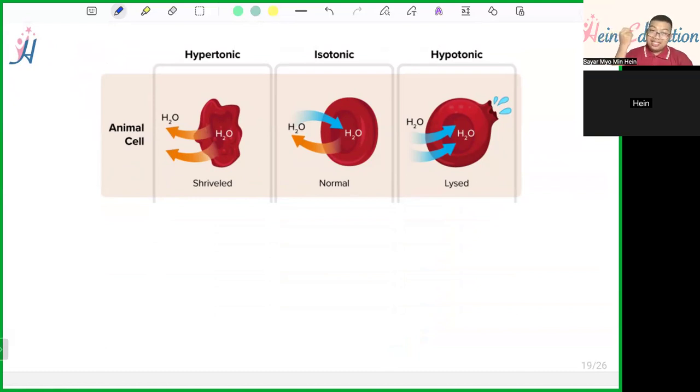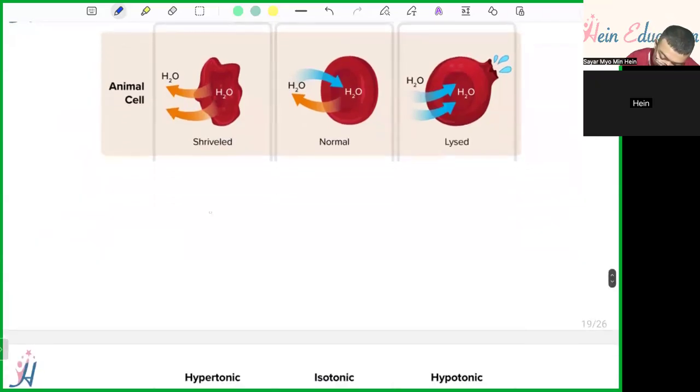Hypertonic means a concentrated solution. Hypotonic means a dilute solution, and isotonic means it has a similar concentration to whatever cells we placed into. In this case, we are using red blood cell as an animal cell example. For the hypertonic solution, I will just illustrate it here. This is an animal cell, and outside there is high concentration.